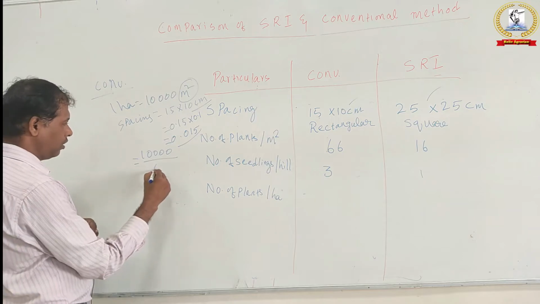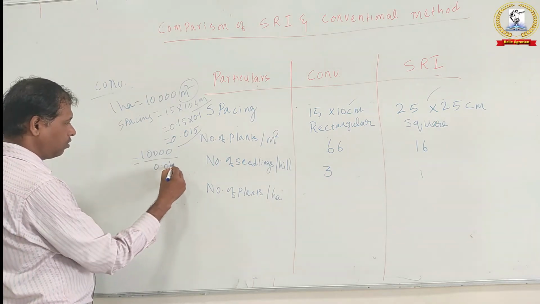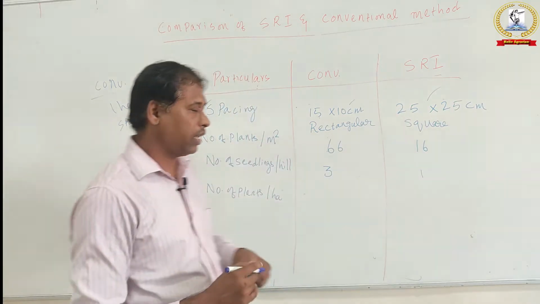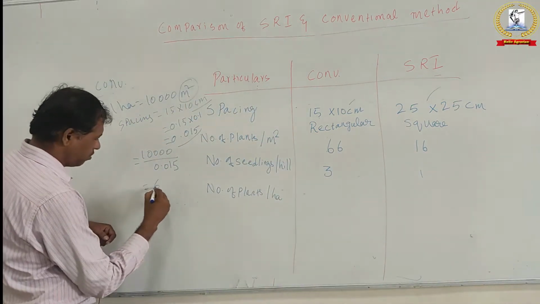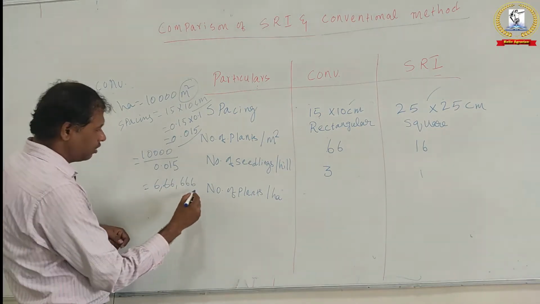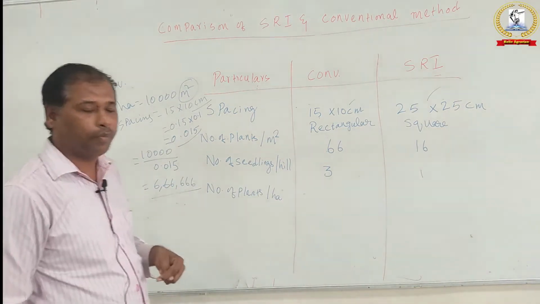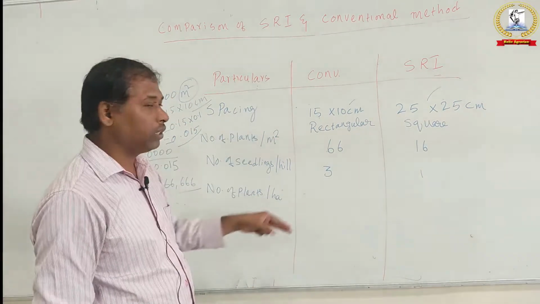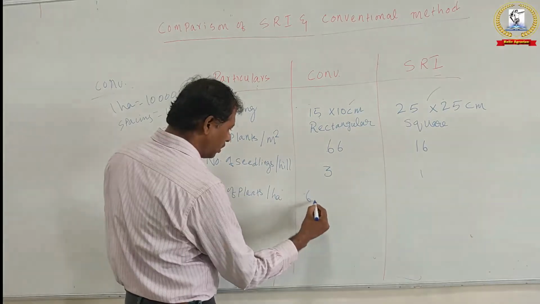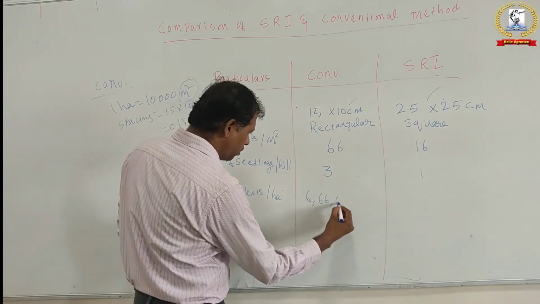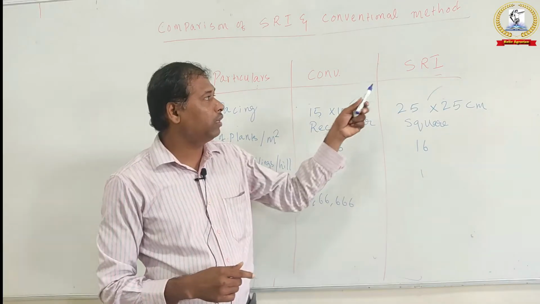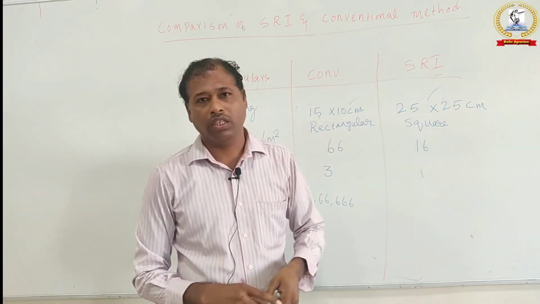So, 10,000 divided by 0.015, now we will get 6,66,666 plants per hectare. So, in the conventional method the plant population would be 6,66,666. Similarly, we can calculate for the SRI method also.